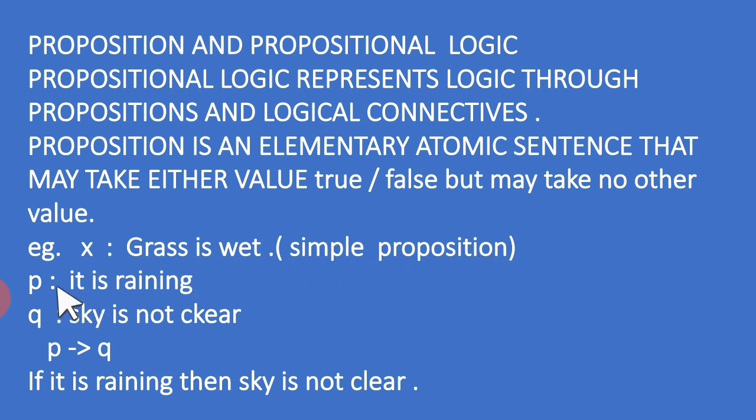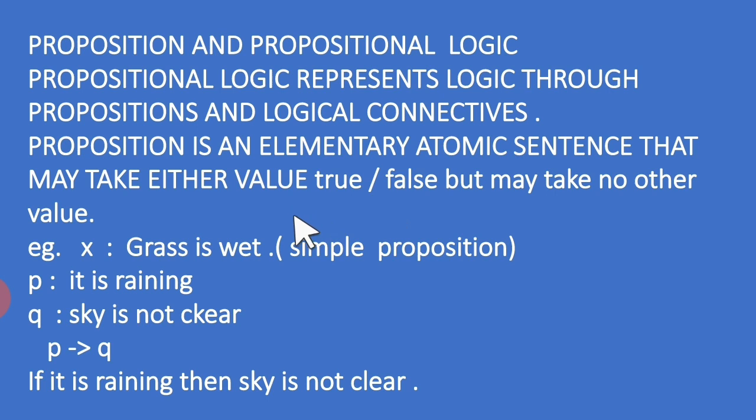Here another example where a variable p is representing it is raining and q is representing sky is not clear. So we are using a conditional over here, and that is a connective, and here we write p conditional q. That simply means if it is raining, then sky is not clear. Alright, and please observe that whether it is grass is wet or it is raining or sky is not clear, they can either be assigned true or false.